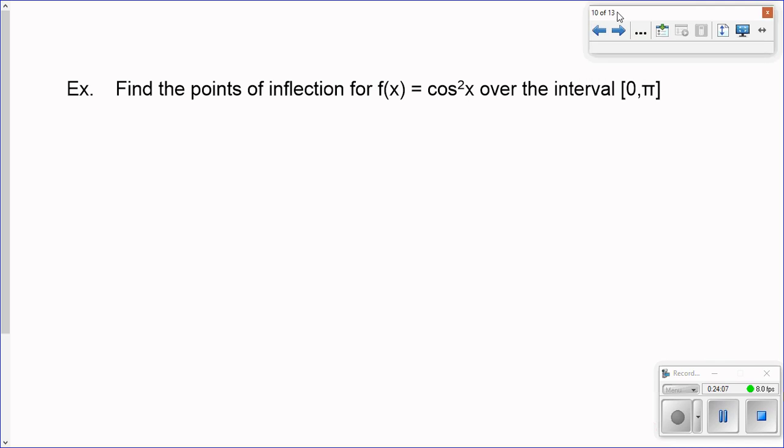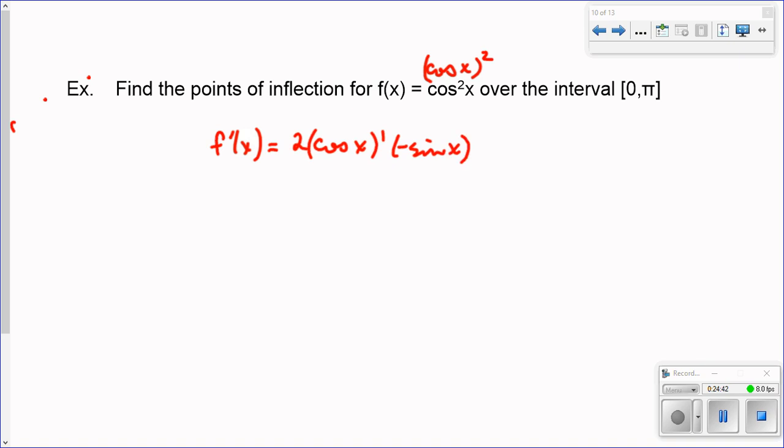Okay, inflection points. I need the second derivative here, on the interval 0 to pi. So my first derivative is the derivative of cos x squared, we've seen this before. It would be 2 cos x to the power 1, and then the derivative of cos is negative sine. So that would be negative 2 sine x cos x. I usually write the sine first.